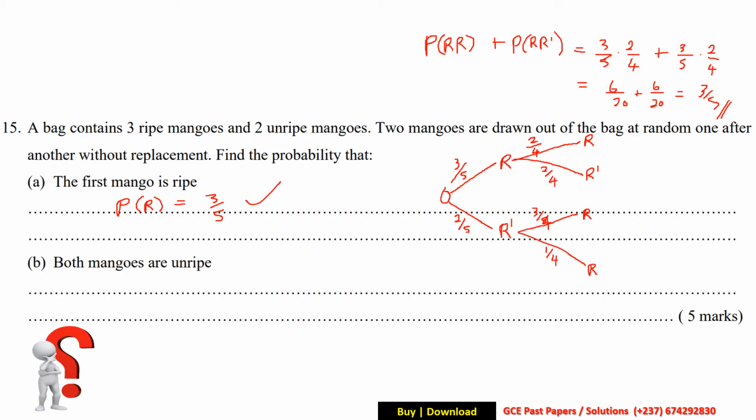Now the probability that both mangoes are ripe, this one is good. Probability of what? Of ripe. Probability that the first is ripe and the second is ripe. So what will this be equal to? This should just be this first line, 3 on 5 times what? Times 2 on 4. So this will be equal to 3 times 2, 6 on 20. And that 6 on 20, there's a common factor, is equal to 3 on 10. So this is the end of the first part.